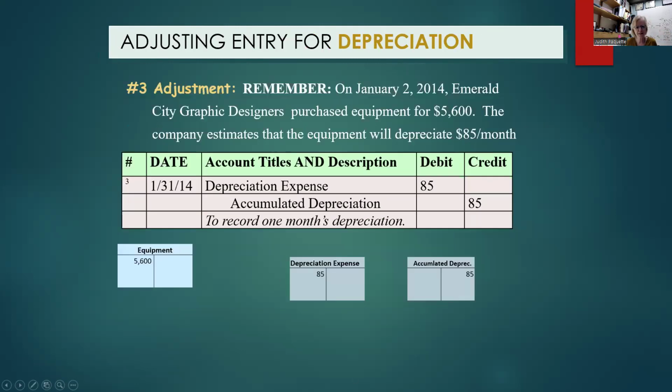Why do we do that? Because keeping them separate tells us how far along we've depreciated. Accumulated depreciation keeps track. So if this number grows over 5 years or 10 years and it becomes $5,600, then we stop depreciating this asset because we've fully depreciated. If we stop using the asset, we write it off. If we're still using it, we leave it on our accounting records.